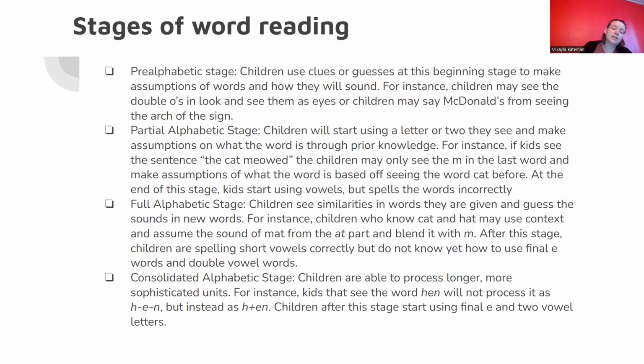Our last stage in this is our consolidated alphabetic stage, where children are able to process longer, more sophisticated units. For instance, kids may see the word hen, and instead of processing it as H-E-N, they'll instead be able to process it as H plus the final consonant EN. And children after this stage start using final E's and two vowel letters.